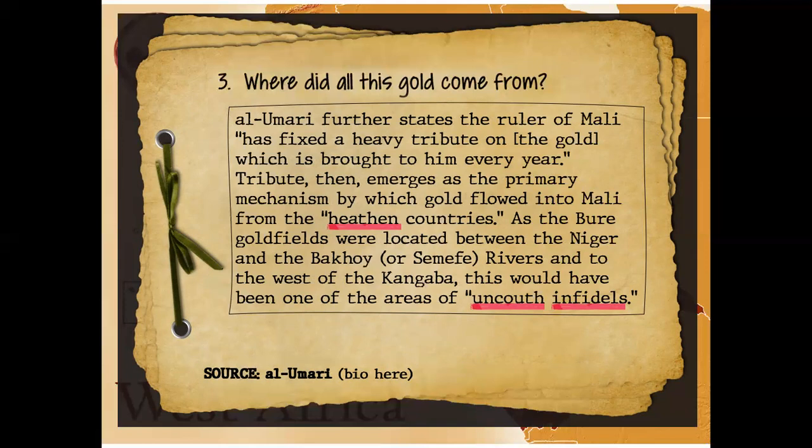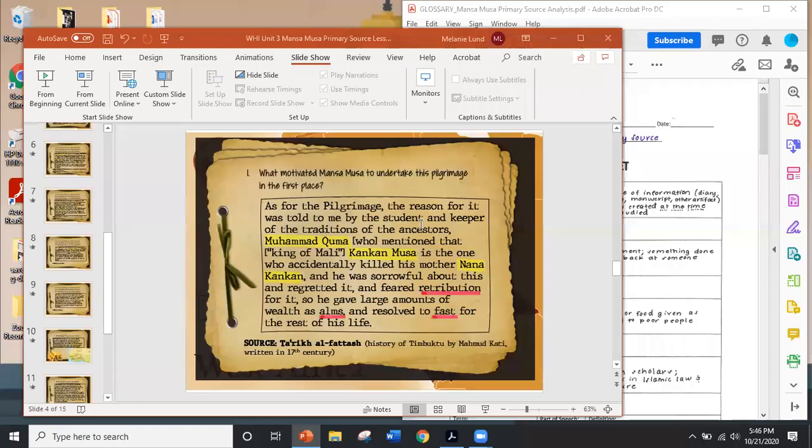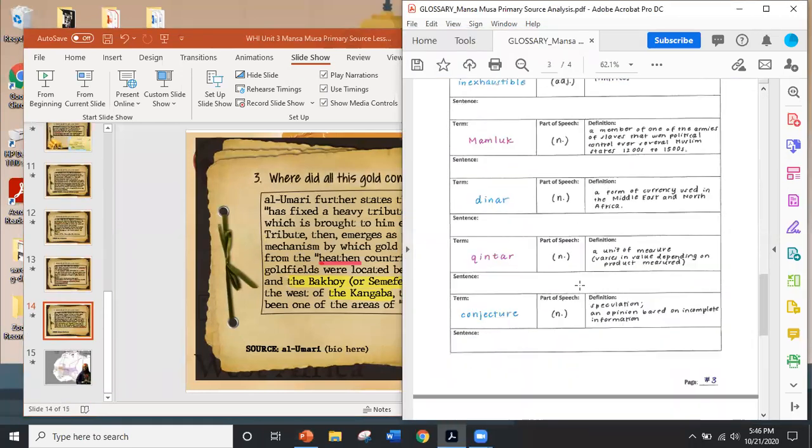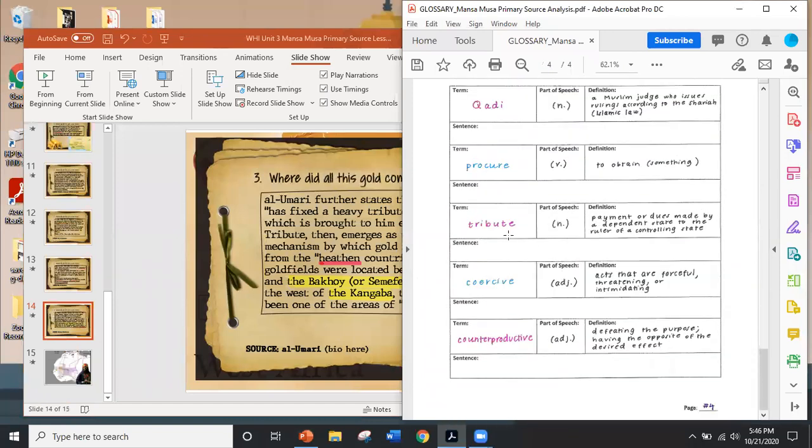So it's really important now that we have looked at tribute. So I'm going to pause for a moment and pull up this glossary again, right? Scroll down and make sure that if nothing else, you all have looked at tribute. It tells us that it is a noun, and the definition we have here for tribute says payment or dues made by a dependent state to the ruler of a controlling state. Remember that state refers to really any political organization that is subject to self-rule, meaning that it is allowed to govern itself.